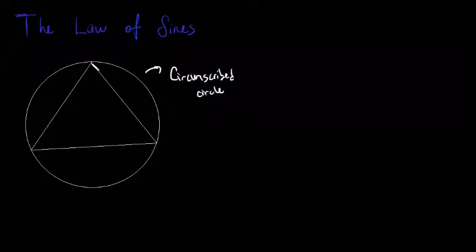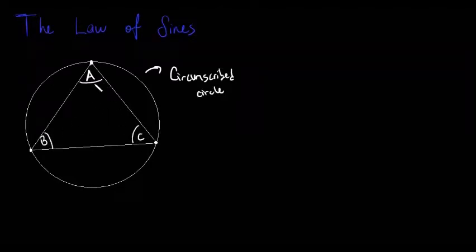So you see there are three vertices of this triangle. This is the first vertex, second vertex, and third vertex. And the circle is passing through these three vertices, okay? That's why we call it a circumscribed circle, okay? So let's say that the measure of this angle is A. The measure of this angle, let's say B, and the measure of this angle, let's say C, okay?